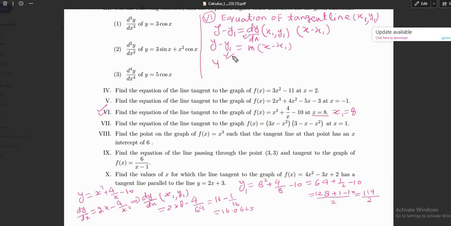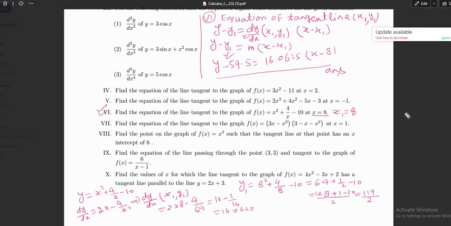What you have to do? Transfer all of that. y minus y1 means 119 divided by 2, which is 59.5, and the slope is 16.0625 times x minus x1, which is 8. Just simplify it. Whatever you get, that is your answer of question number sixth part, which is to find the equation of the tangent line to the graph of this at this point.